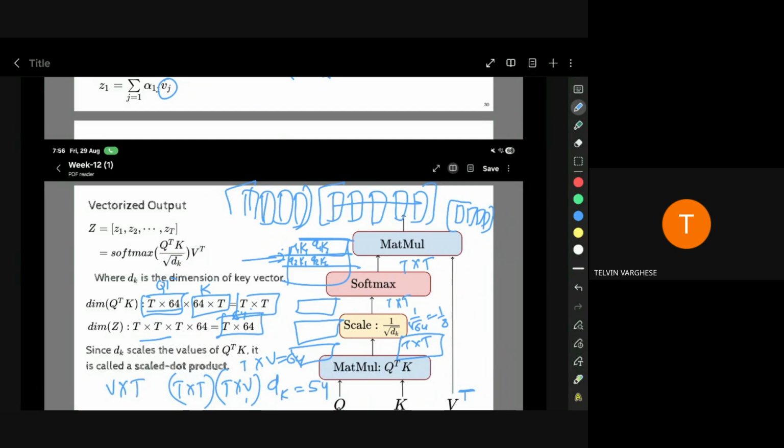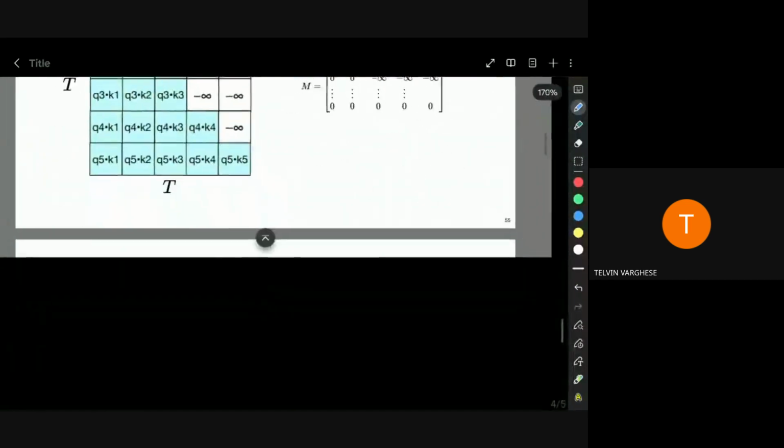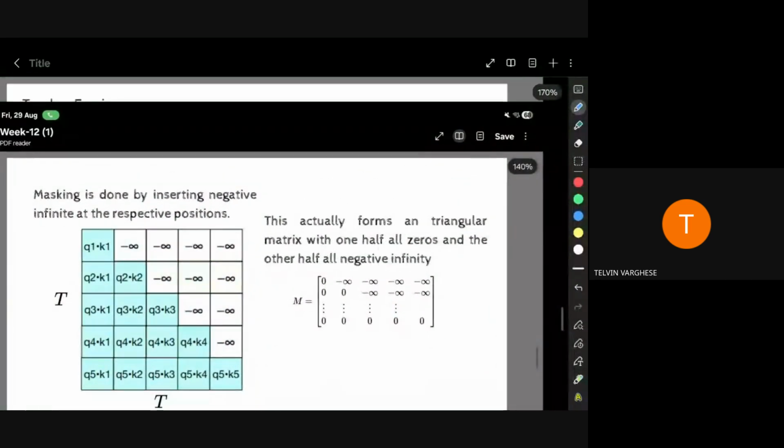Wherever minus infinity is, if you take softmax of minus infinity, what is e power minus infinity? It is going to be 0. So the rest of them will be zeros only. Okay, so that is masked self-attention.